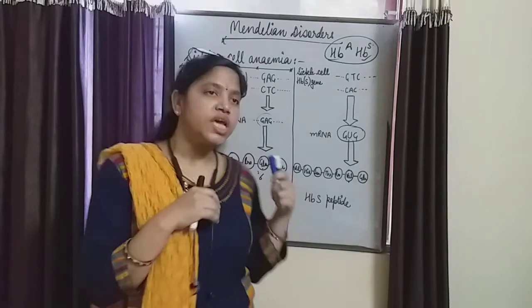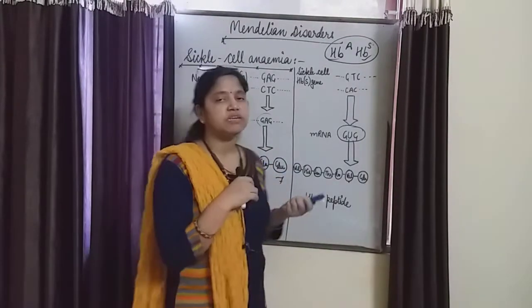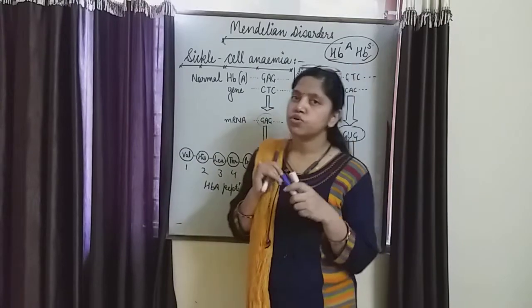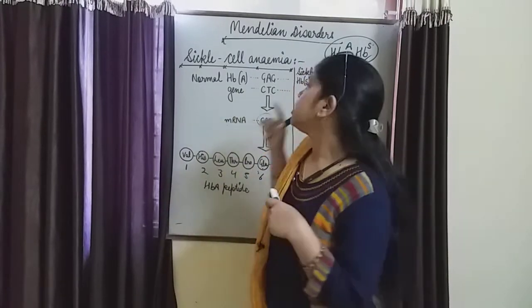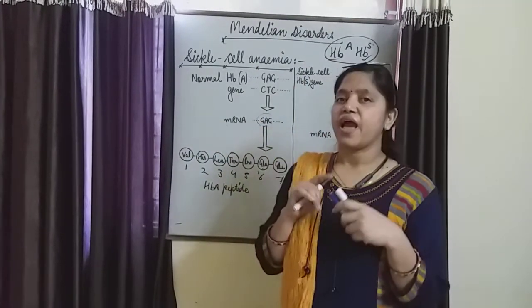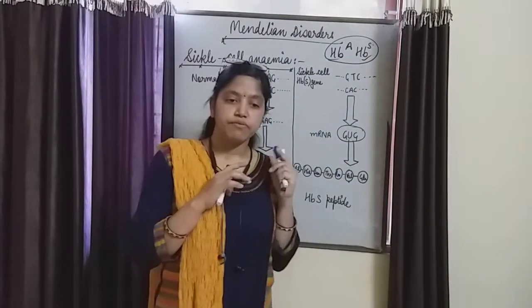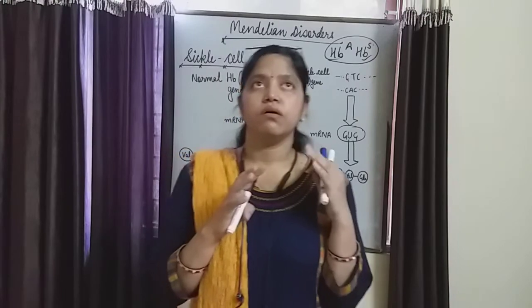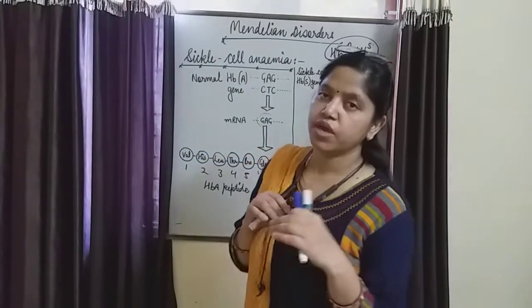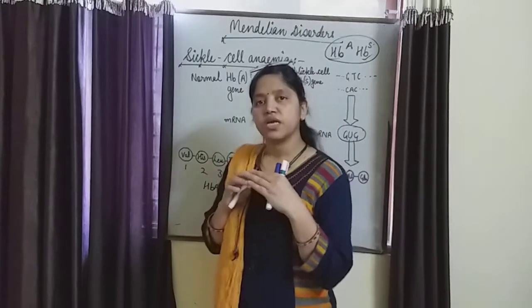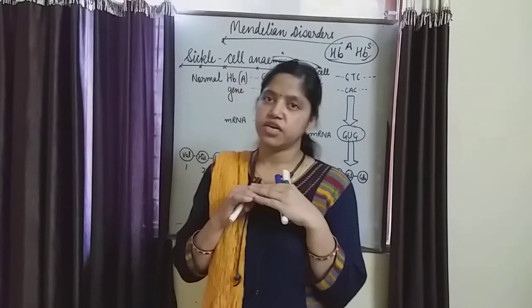So there are three diseases in the Mendelian disorders: hemophilia, most important, sickle cell anemia and phenylketonuria. Rest we are having chromosomal disorders. Okay, so in the chromosomal disorders we will also study so many diseases. That's all for today.